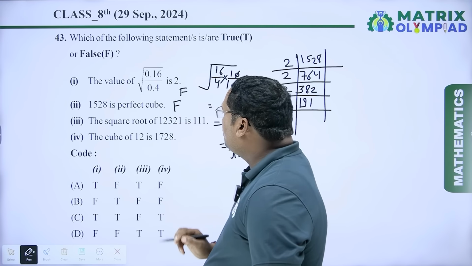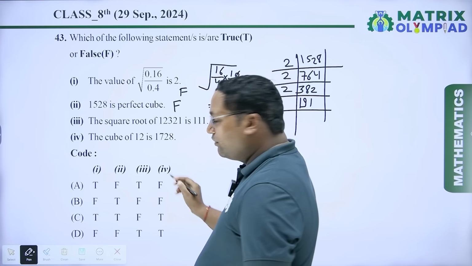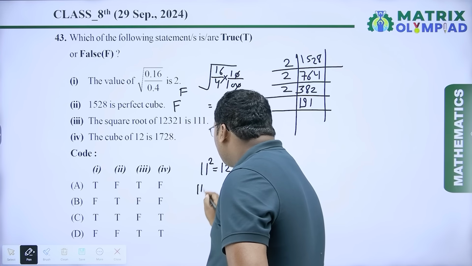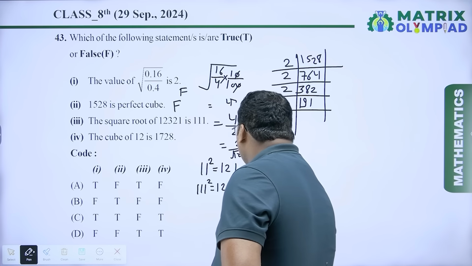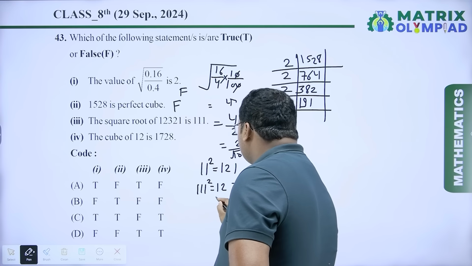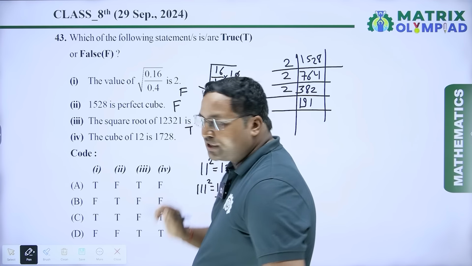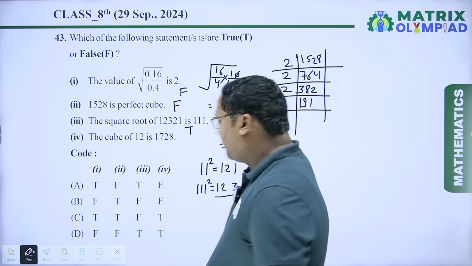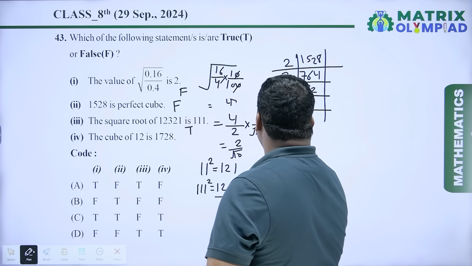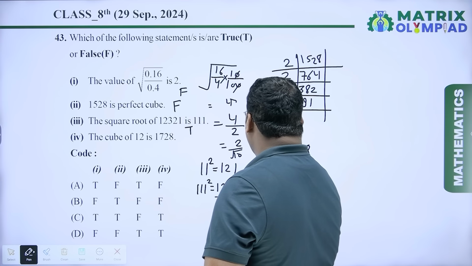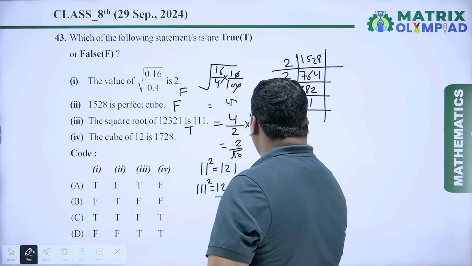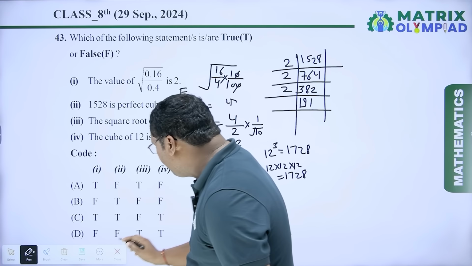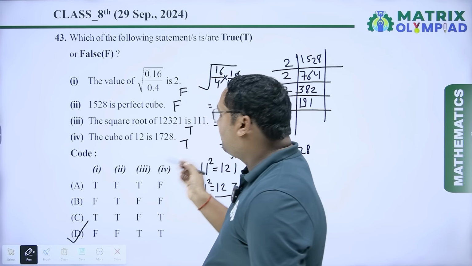The square root of 12321 is 111. We know 11 squared is 121 and 111 squared is 12321, and we have to write the addition of these two numbers. So it is 12321. It is a true statement. So the third statement is true. The cube of 12 is 1728. We know the 12 cube is 1728: we multiply 12 into 12 into 12 and we get 1728. So it is also true. So the right option is FFTT. FFTT is option number D. So the right option is option number D.